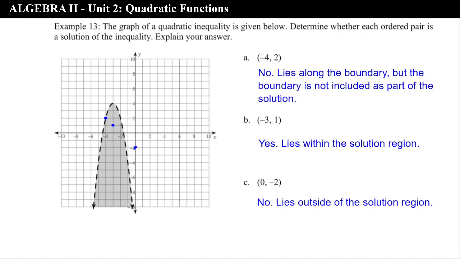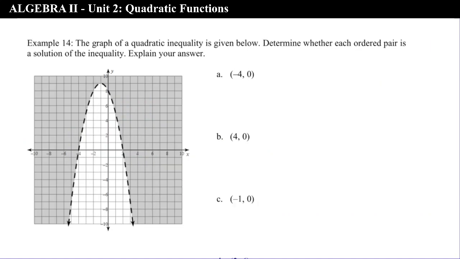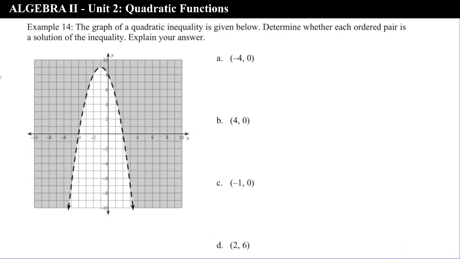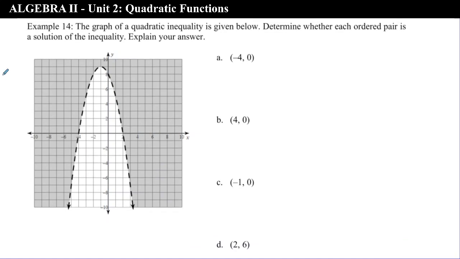All right, let's move on to the last example in this section. And it's one like we just did. So here we are given the graph of the quadratic inequality, and we want to determine whether each of these ordered pairs is part of the solution. And again, we're asked to explain our answers. So we'll start with the first one. We have negative 4, 0. So negative 4, 0 would be right here along the x-axis, and it's right along the boundary. But again, the boundary is dashed, so therefore it is not part of the solution.